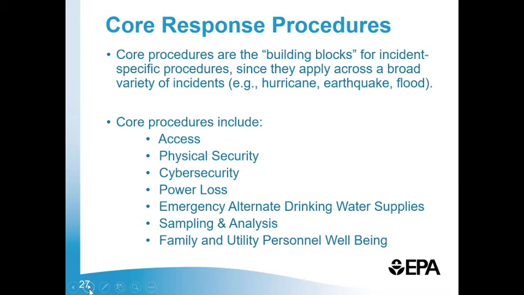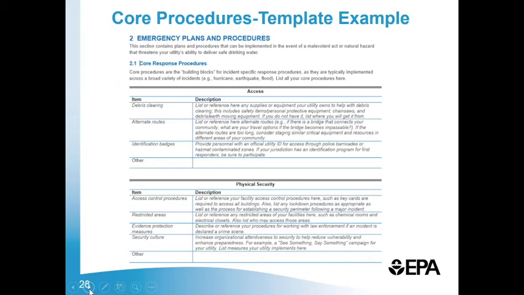Moving on to sampling and analysis. So do you have pre-identified sampling sites and procedures for sample collection of both known and unknown contaminants, chain of custody, and all of those things worked out? And then finally, the family or personnel well-being. Your personnel are more likely to report for duty or stay on the job during an incident if they know that they and their families are safe and cared for. So it's important to include those actions in your plan as well. So here's an example of what you'll see for core procedures in the template.